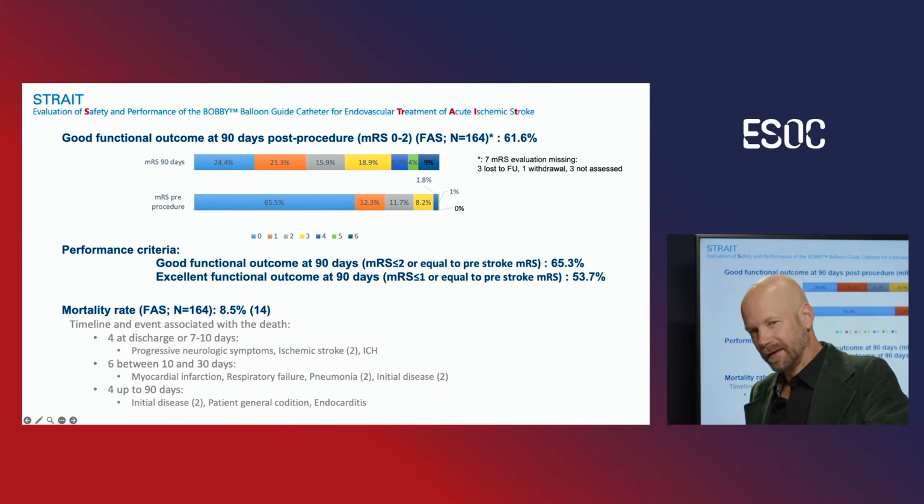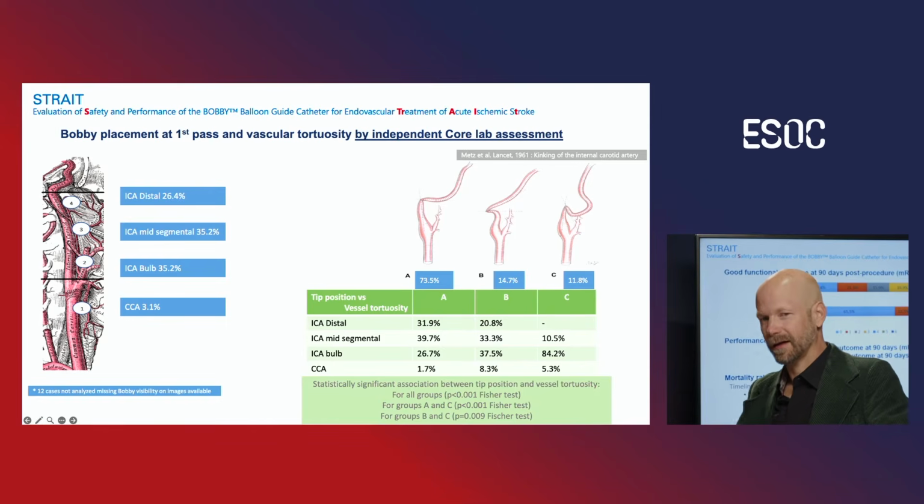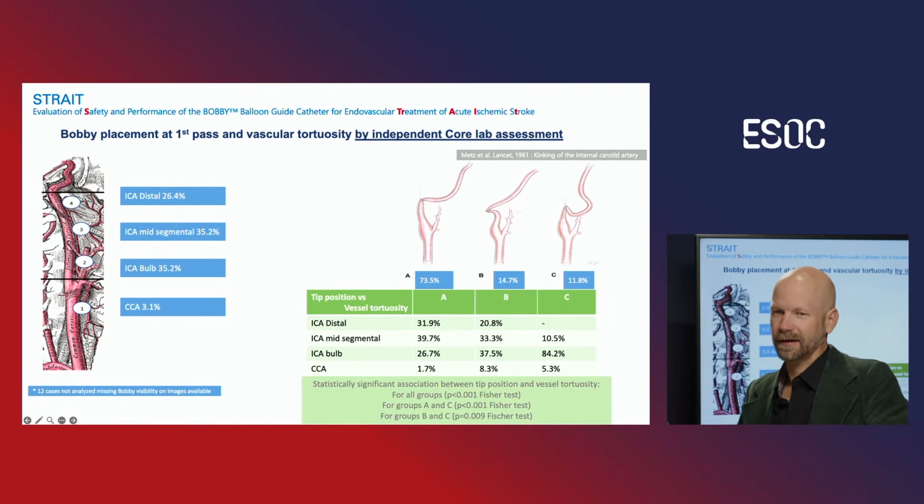And then we had really a closer look also at technical details in this study. The first thing is that we looked at how well it is possible to place these kinds of catheters in the distal position, which we talked about before, and this was quite good. In two thirds of the patients, we could place it at least in the mid-segmental part of the ICA.